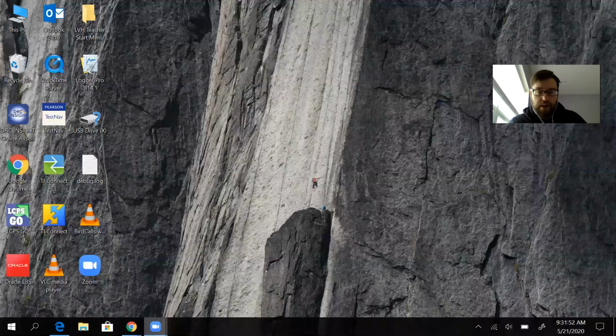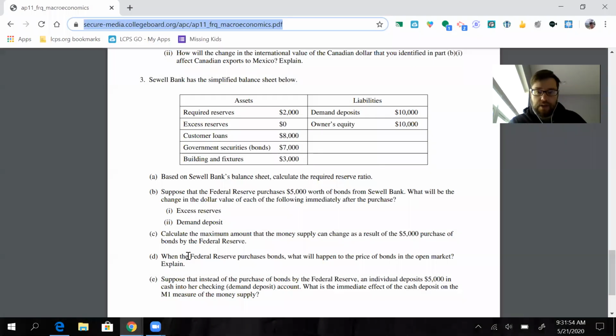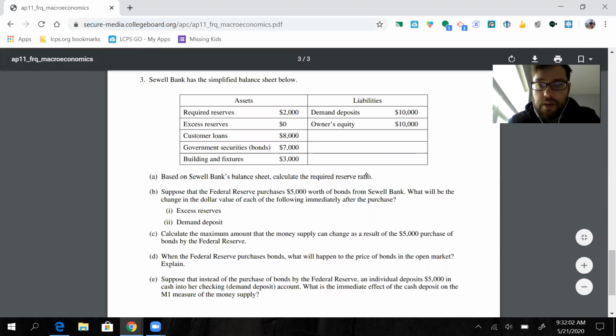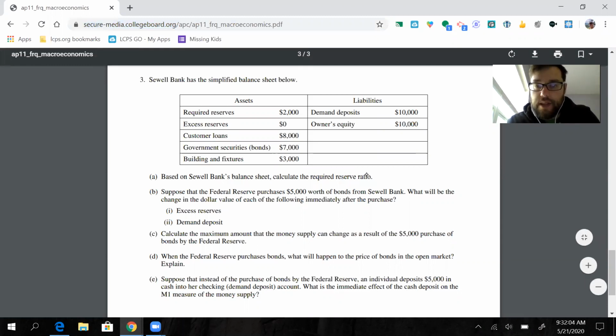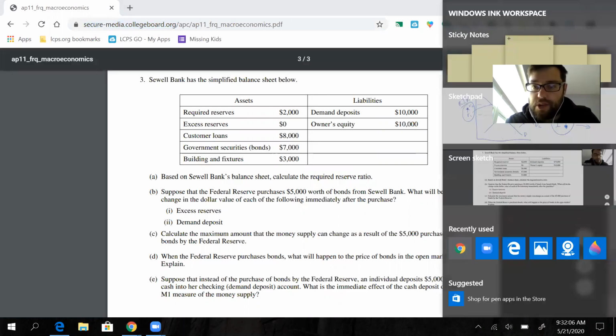Let's take a look here at the 2011 Macro FRQ. We're going to look at question number 3. It's going to be a bank balance sheet question. Okay, there it is. Sewell Bank has the simplified balance sheet below. So there you see the assets and liabilities, bank T chart.